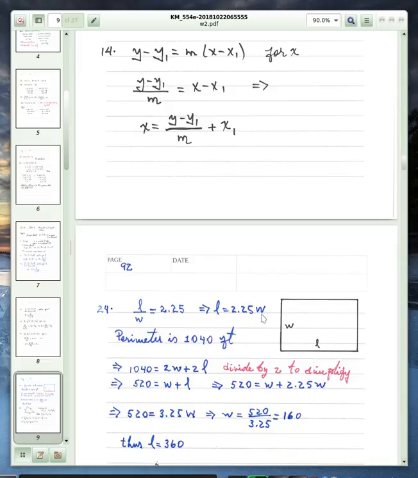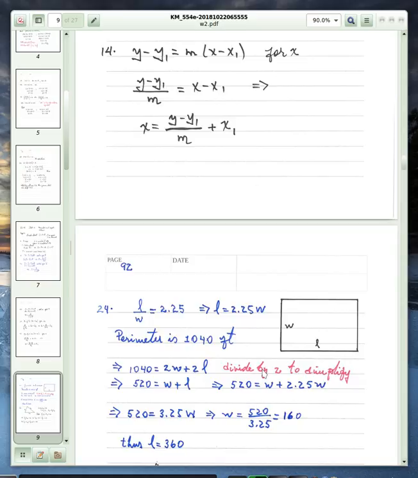Now they also say that the perimeter is 1040 feet. Now what is the perimeter? The perimeter is the total outer length surrounding the figure. So we have one length, one width, another length, another width. So you have twice the length and twice the width. So you know, because of this, that 1040 equals twice the length plus twice the width.